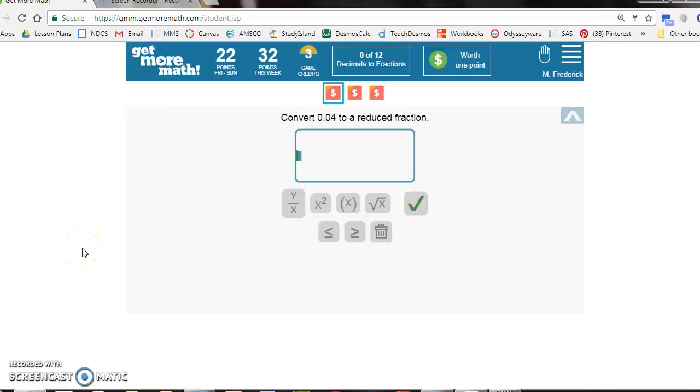In this video, we will look at converting from decimals back to fractions. It is important that we make sure that all of our answers are fractions in reduced terms or simplest form.